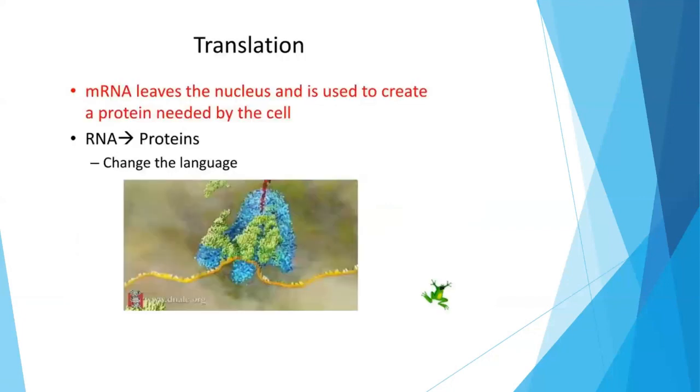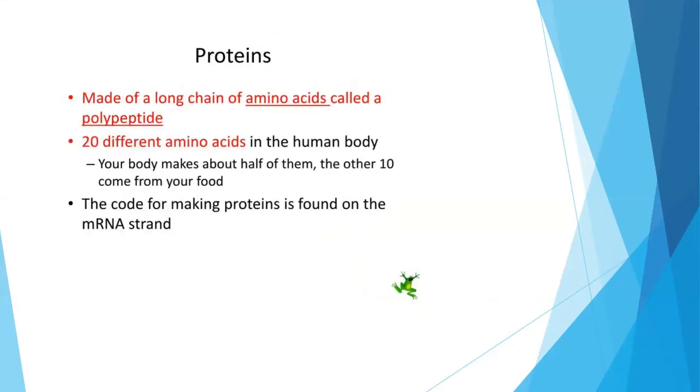Now, then there is the translation. The mRNA leaves the nucleus and is used to create a protein needed by the cell. Now RNA is converted into proteins, where we change the language. Proteins are made up of a long chain of amino acids called a polypeptide. There are 20 different amino acids in the human body, and the code for making proteins is found on the mRNA strand, that is, the messenger RNA strand.